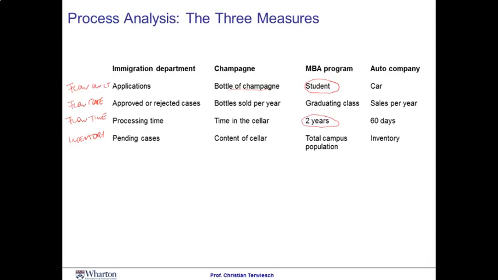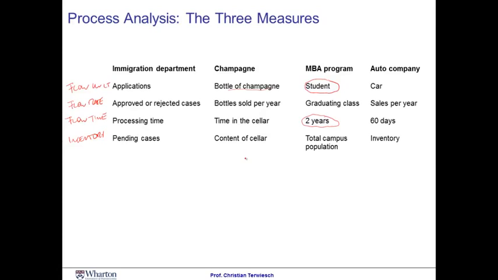And finally, consider a car company. The flow unit here is the car. The flow rate is the amount of cars sold every year. The flow time is the time from the beginning of the production to the time that the vehicle is finally sold, and the inventory are the cars in the system.